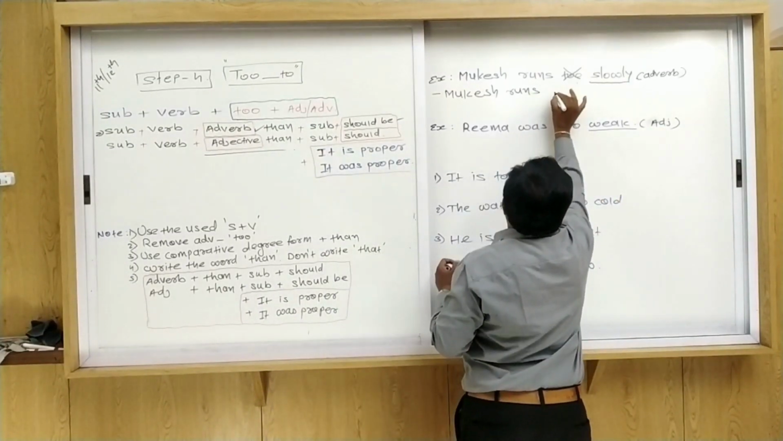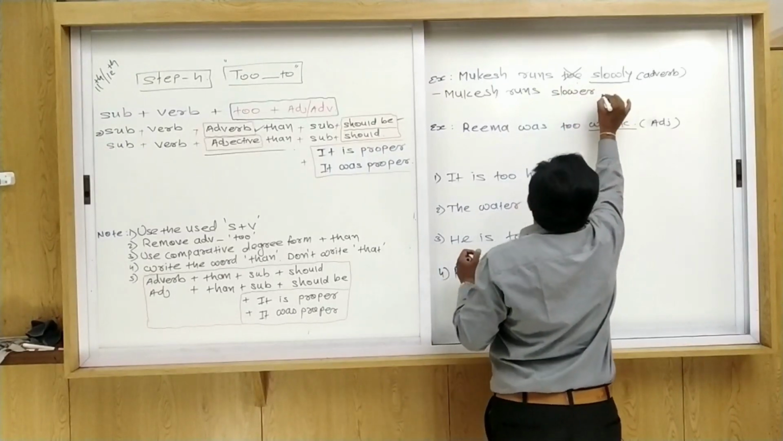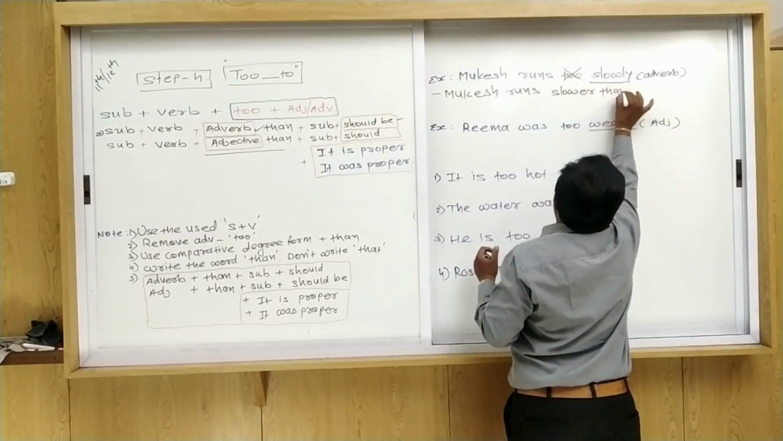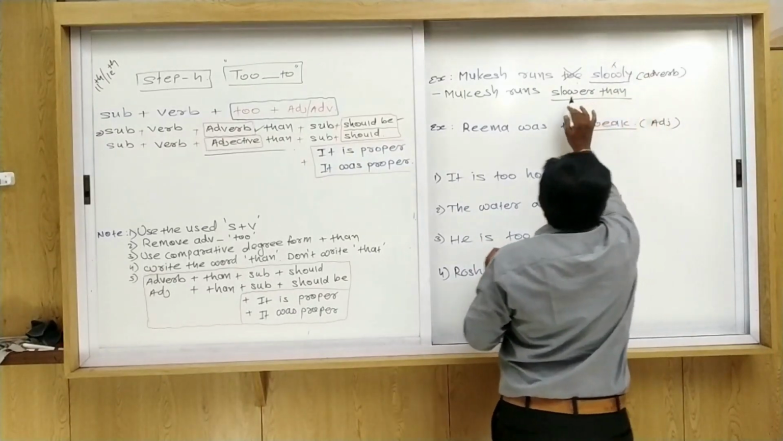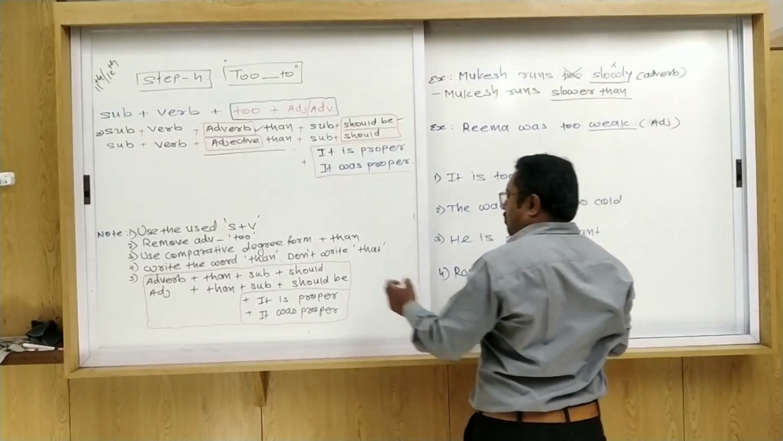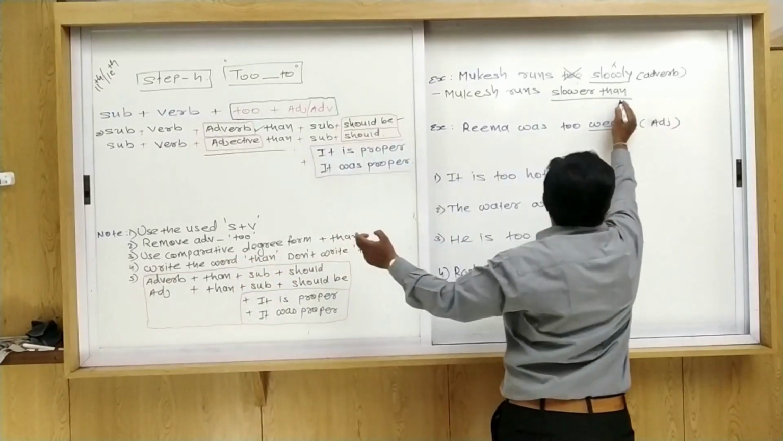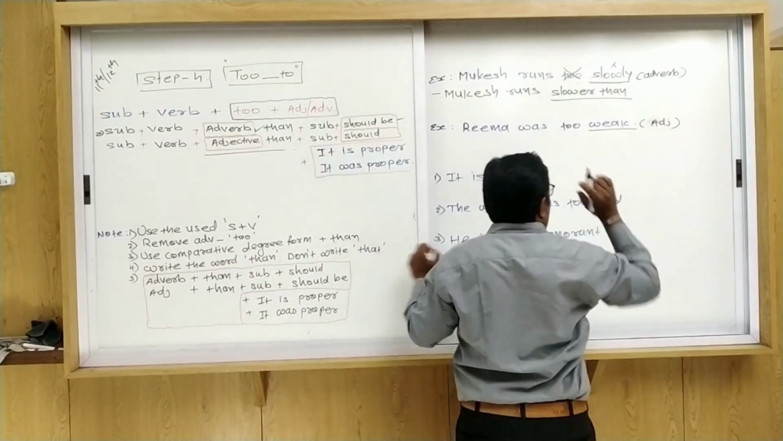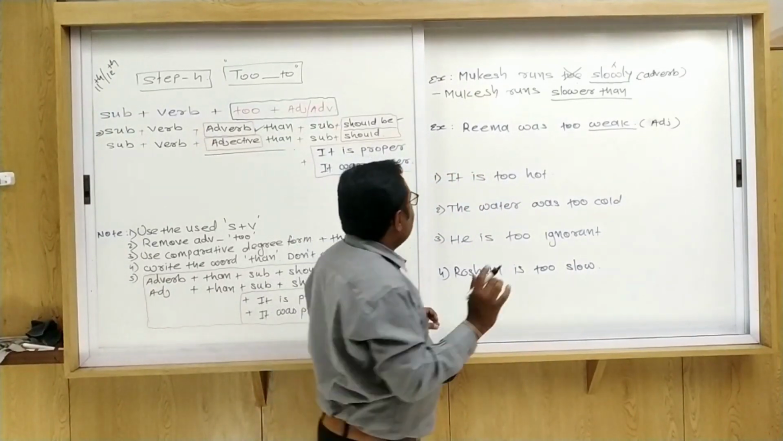So Mukesh runs slower than. Okay, so I use here the comparative degree of the adverb slowly, slower than. After that, write the word "than". We already wrote "than" here. Don't write "that". So here, forget about the "that".